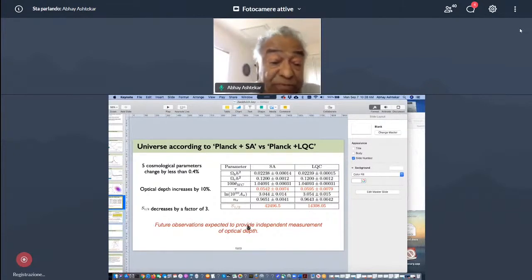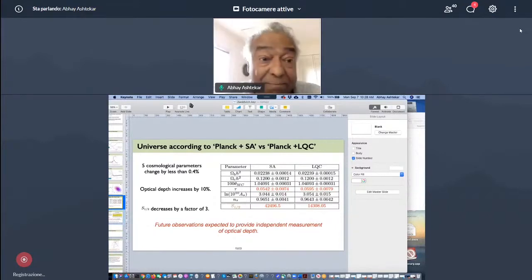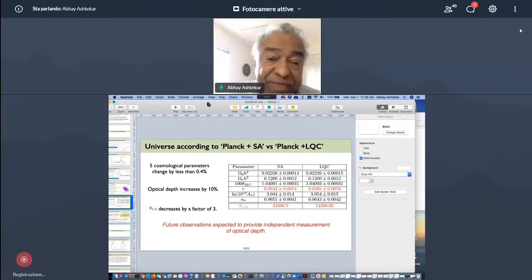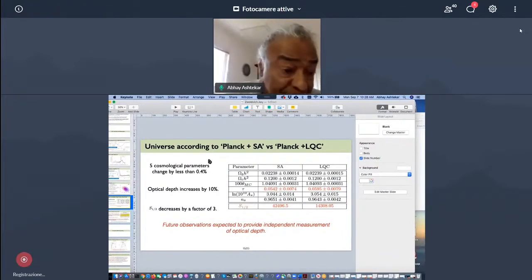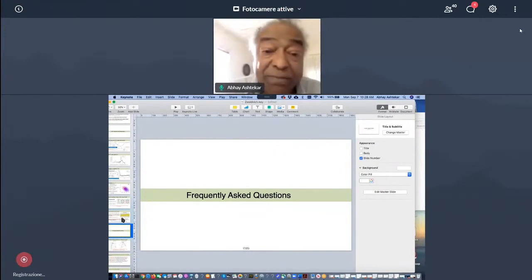Now, future observations are expected to provide an independent measure of this optical depth. There are planned missions which will actually measure this. And there are also planned missions which will measure, for example, the odd parity polarization, the B-mode polarization, and there are predictions also for loop quantum cosmology which differ from the standard ansatz. So hopefully they will be measured. So let me now therefore summarize. We got quantum gravity in the sky.